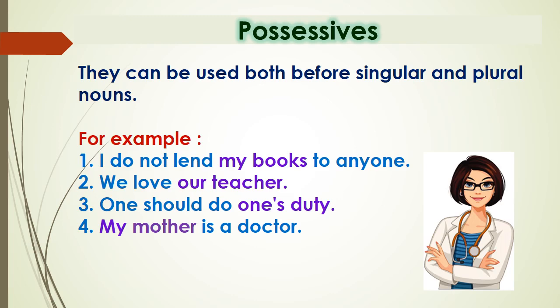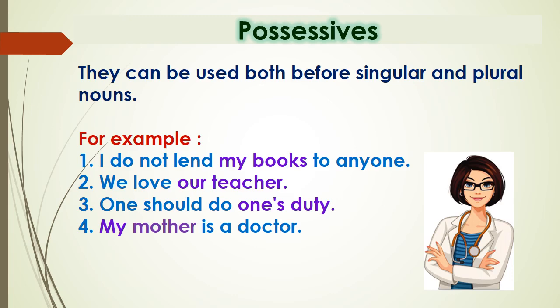Last is, my mother is a doctor. So here I am talking about my mother, not anybody else's mother. I am not talking about some other friend or some other mother. The talk is about my mother. So my mother is an example of a possessive determiner.